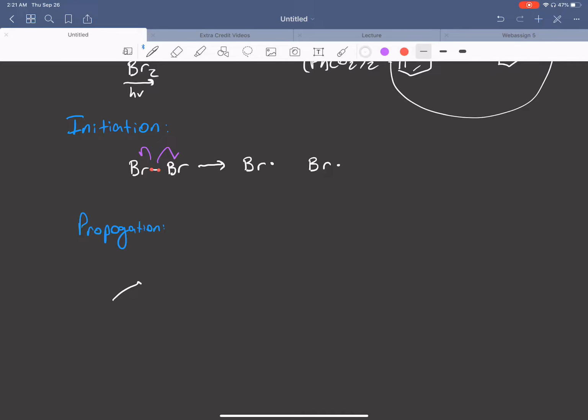Now with the propagation step, we take an alkane. I just drew this one similar to our original example, except no double bond. And we reacted with our Br radical. And so what we're going to do is we're going to form the most stable radical. So to do that, let's identify our most stable carbon here. That would be this tertiary carbon. All right, same rules as carbocations.